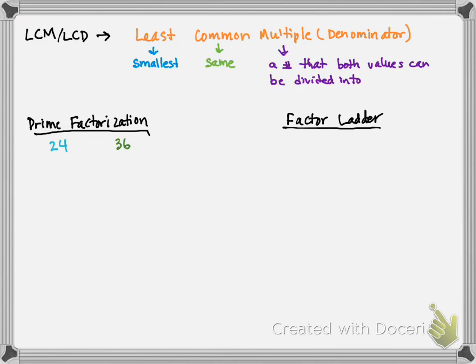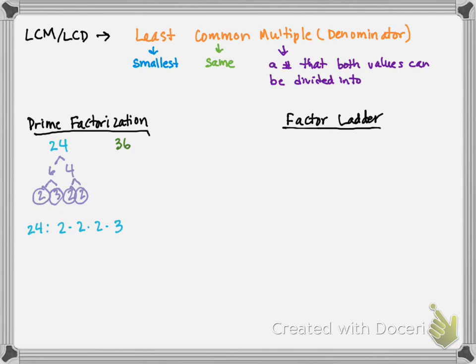So let's see. 24. Again, I can do it any way I want. This time, I think I'm going to go with 6 and 4. And then 6 is 2 times 3. Both of those are prime, so I'm circling them up. 4 is not prime, and its two factors would be 2 times 2. So when I list out the factors of 24, again, I'm going to do it in numerical order. So I get 2 times 2 times 2 times 3.